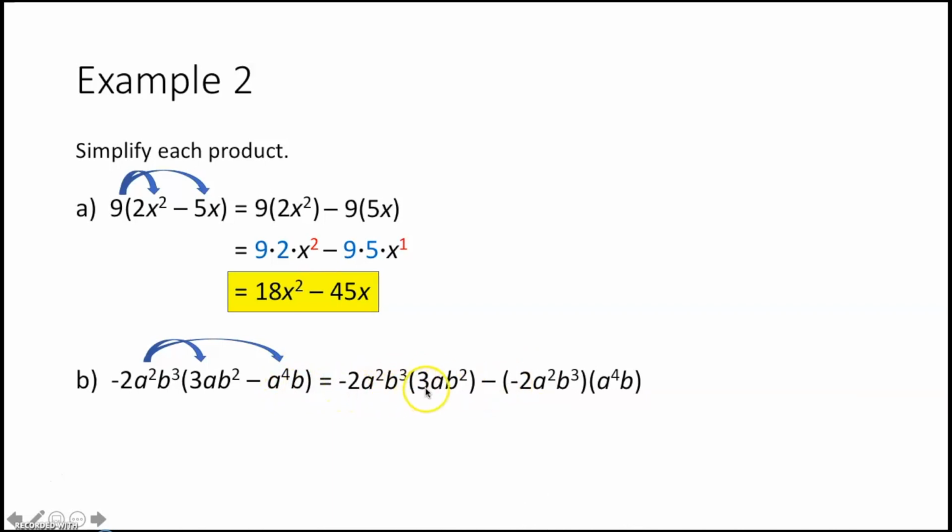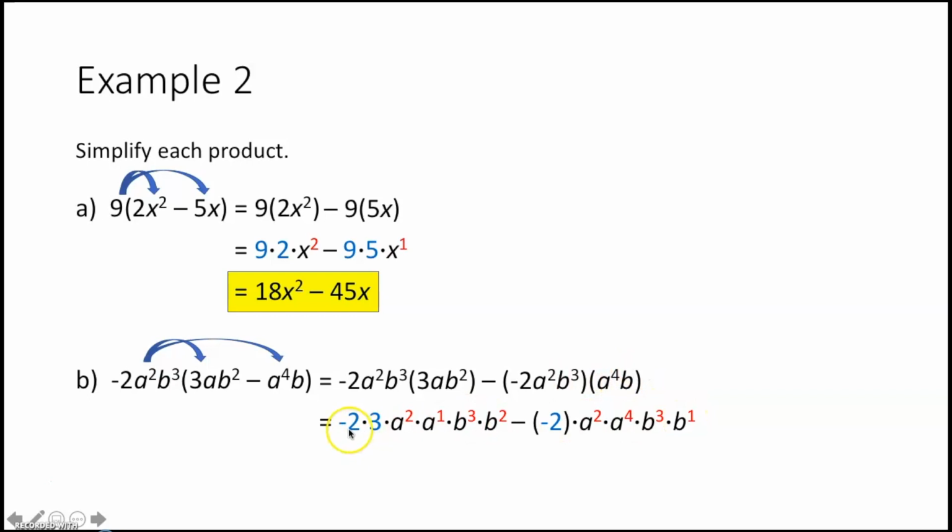So the -2 we multiply to the 3. The like terms we also multiply together. So the a squared, we're going to multiply the a to the first. The b cubed, we're going to multiply to the b squared. Then here we multiply the -2 to the 1 that's over here, so it's just -2, and this minus is going to end up making it +2. The a squared, we multiply to the a to the 4th, right? We're going to add those exponents together, and the b cubed, we multiply to the b to the 1st.